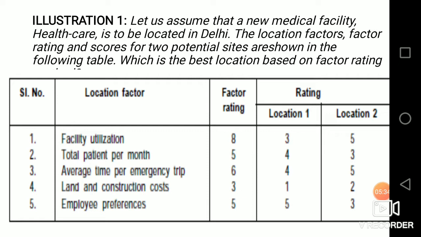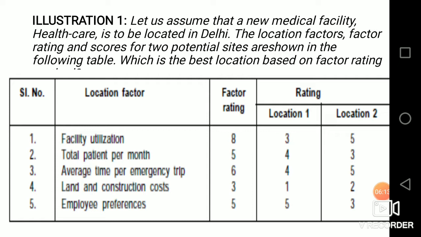For facility utilization, the factor rating is given as 8, but for location 1 we have assigned only 3 because there is less facility utilization, and for location 2 we have assigned 5 with respect to 8 because that gives more facility utilization than location 1. Likewise, total patients per month we have given 4 for location 1 and 3 for location 2. Average time per emergency trip is assigned 6, but for location 1 we have given 4 and location 2 we have given 5.